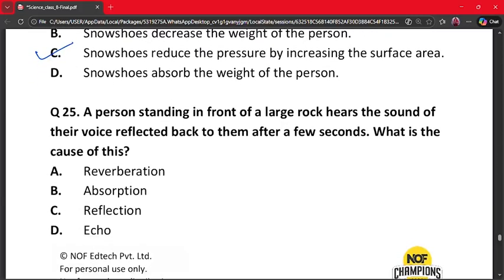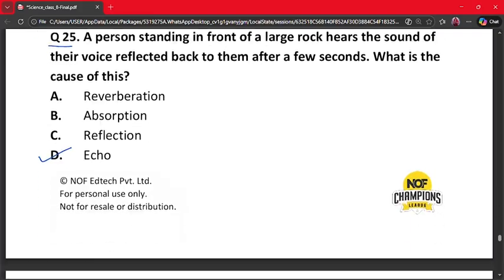Our next question is question number 25. A person standing in front of a large rock hears the sound of their voice reflected back to them after a few seconds. What is the cause of this? A. Reverberation. B. Absorption. C. Reflection. And D. Echo. The correct answer is option D. So when sound reflects from a distant surface and is heard again, it is called an echo. Hence option D is the correct answer.